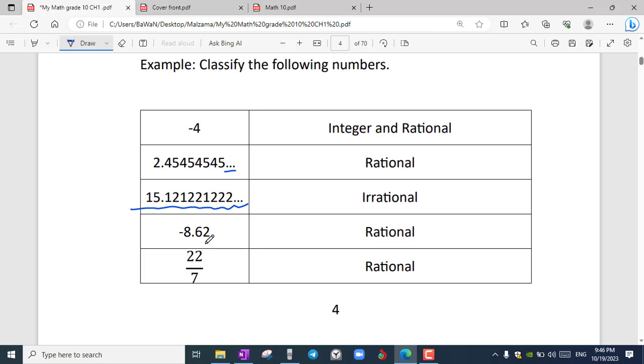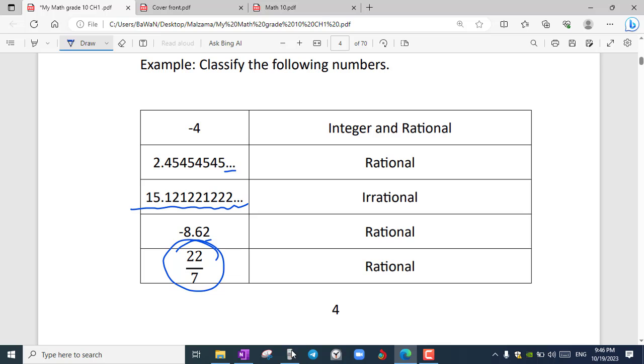Any decimal number that has a certain number of decimal places, like it has 2 decimal places, it's rational. If it has 3 decimal places, it's rational. No matter it's positive or negative, it is rational because it has a certain number of decimal places. Then any other thing that we can write as fraction, it's directly rational.